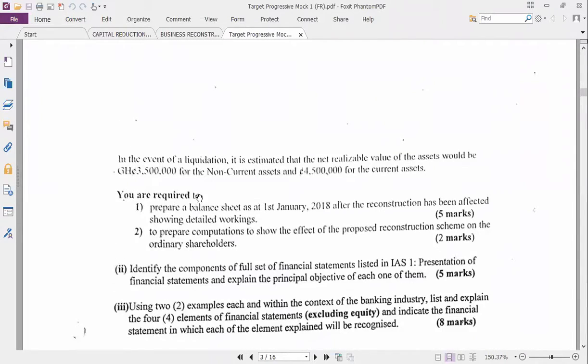You are required to prepare a balance sheet as at 1st January 2018 after reconstruction has been affected, showing detailed workings. What are the workings? 1, capital reduction. 2, stated capital. 3, bank account. 4, debenture. You are done. Number 2, to prepare computation to show the effect of the proposed reconstruction scheme on the ordinary shareholders. So here we are just looking for the effect on the stated capital.